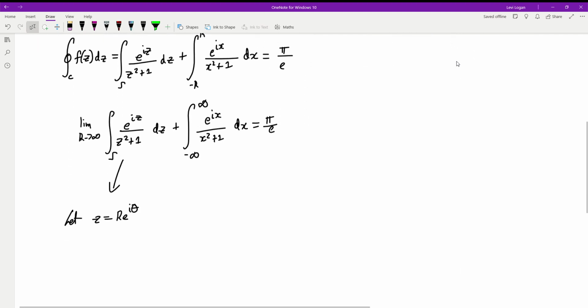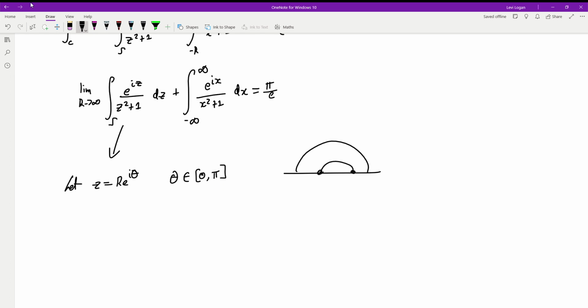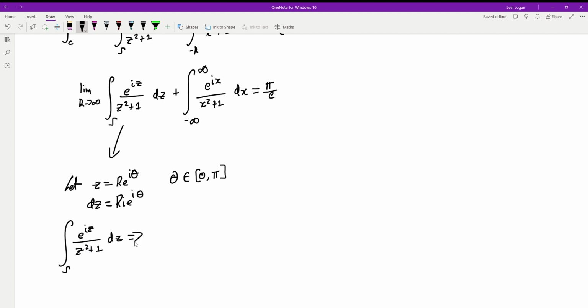But notice since we're doing a semicircle, theta is only between 0 and pi radians, okay? Because we're only looking at a semicircle like this. So it's going from 0 radians to pi radians. Before we make the substitution, we need to find out what dz is. So dz, differentiating both sides, we're going to have r i e to the i theta. Now we can make the substitution. So, the integral over gamma of e to the i z over z squared plus 1 dz turns into, we'll just replace the path gamma with 0 to pi because we're doing it in terms of theta now. So 0 to pi of e to the power of i multiplied by r e to the i theta, over the denominator.